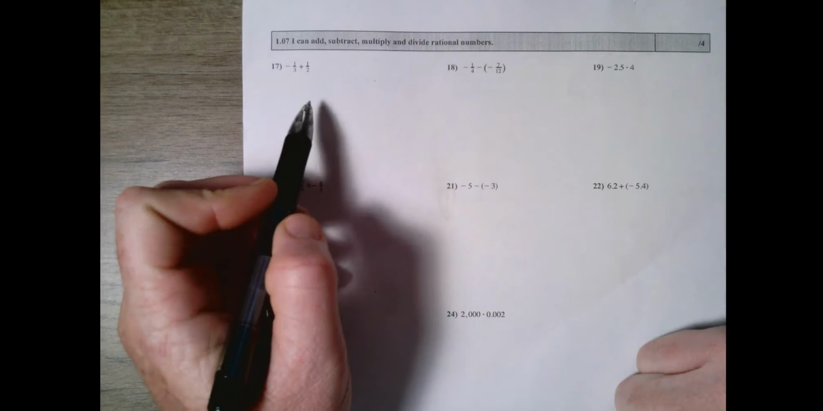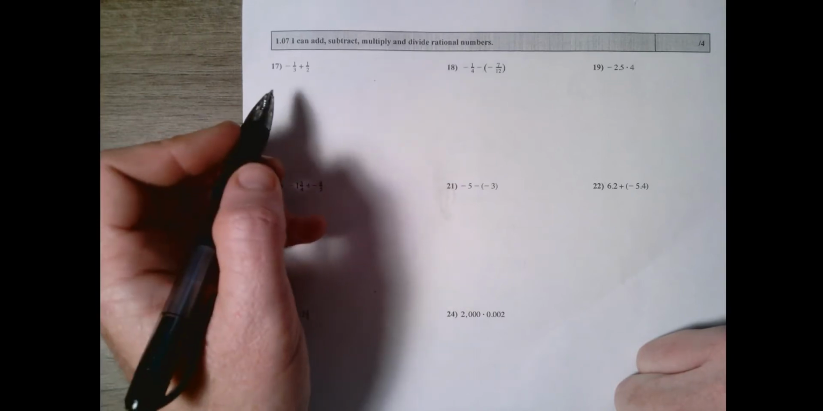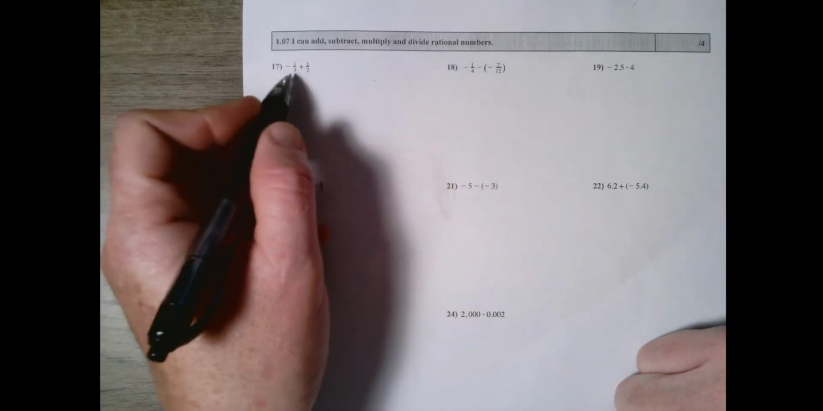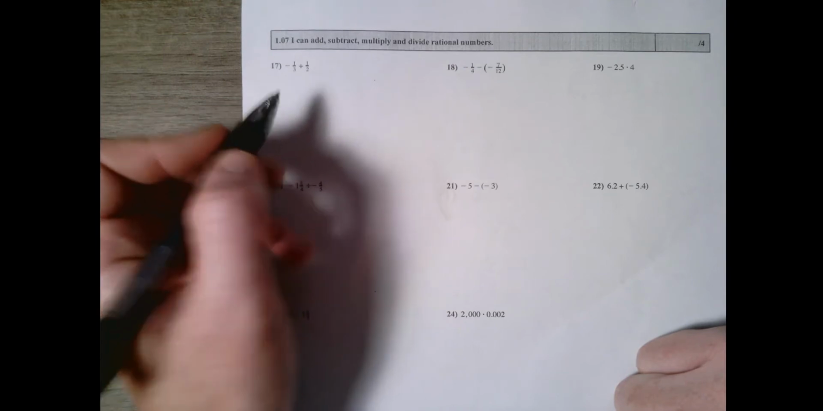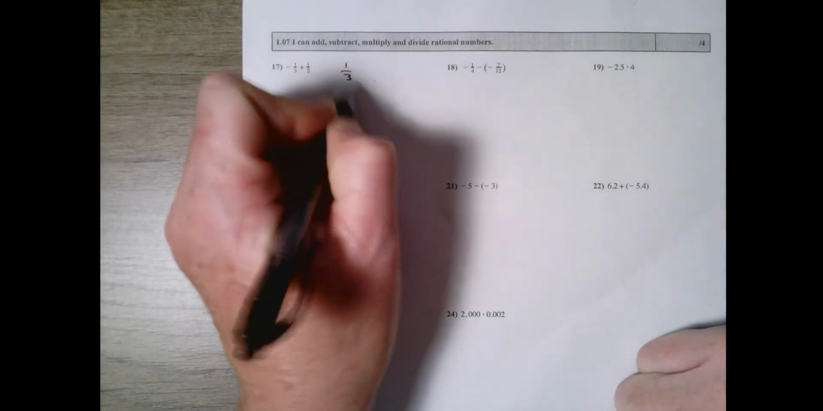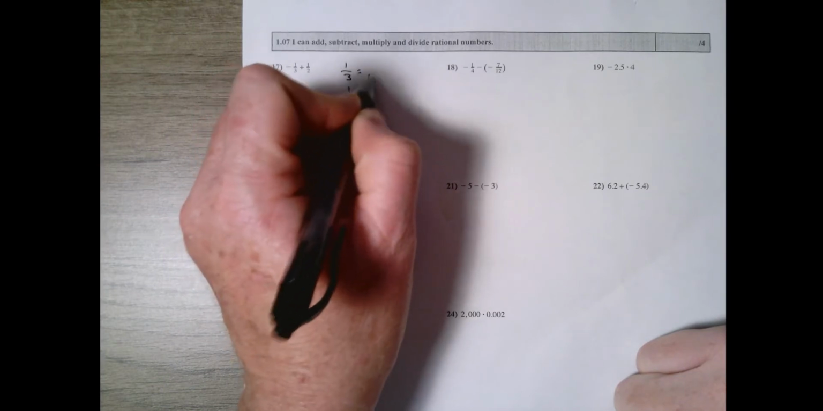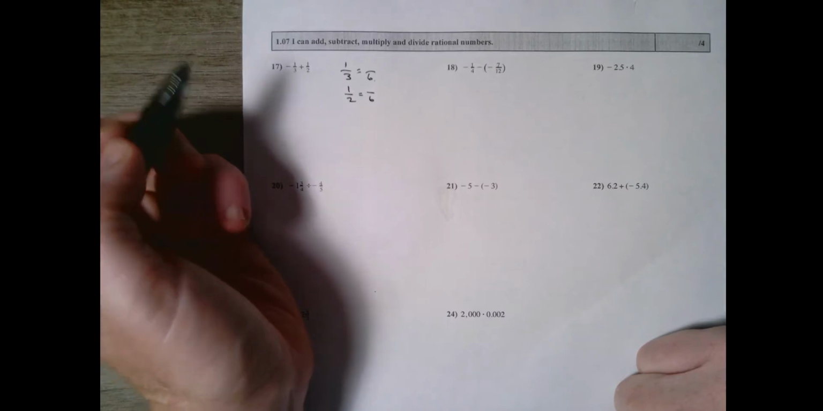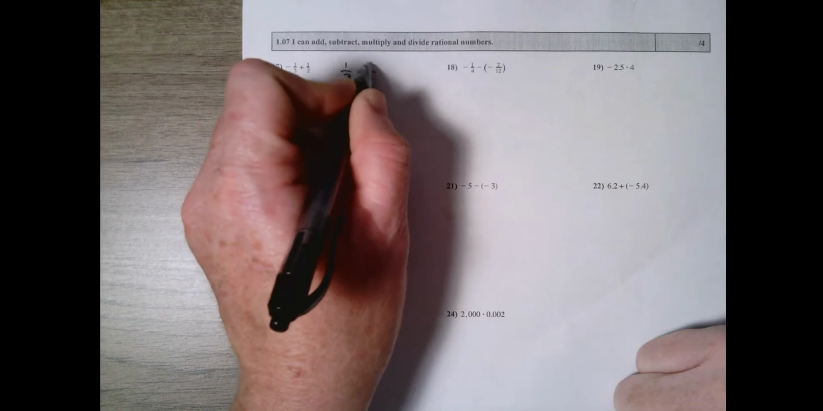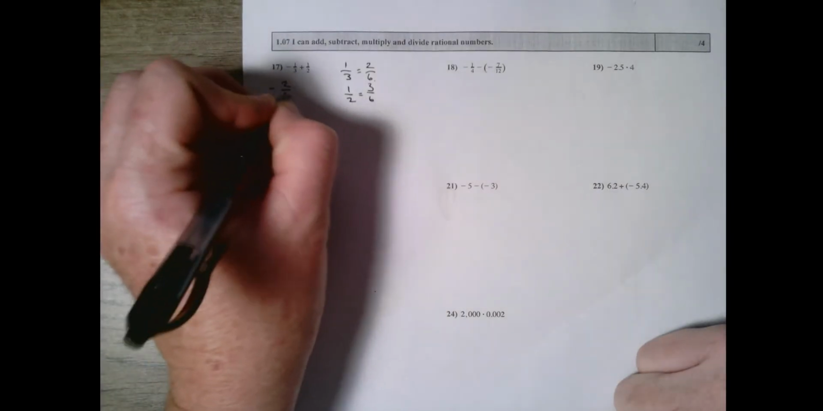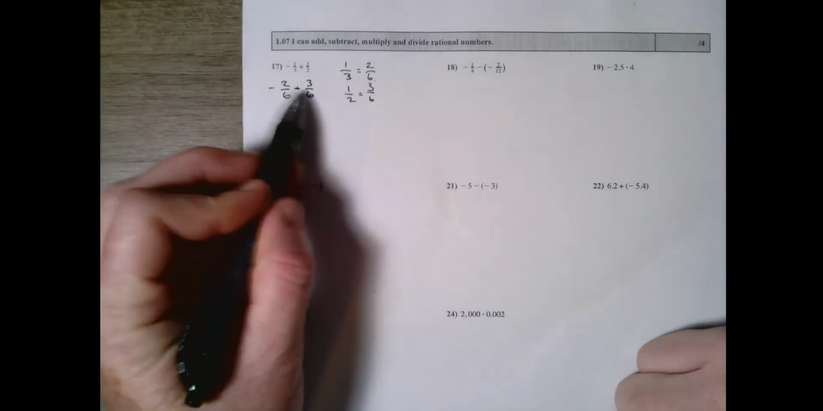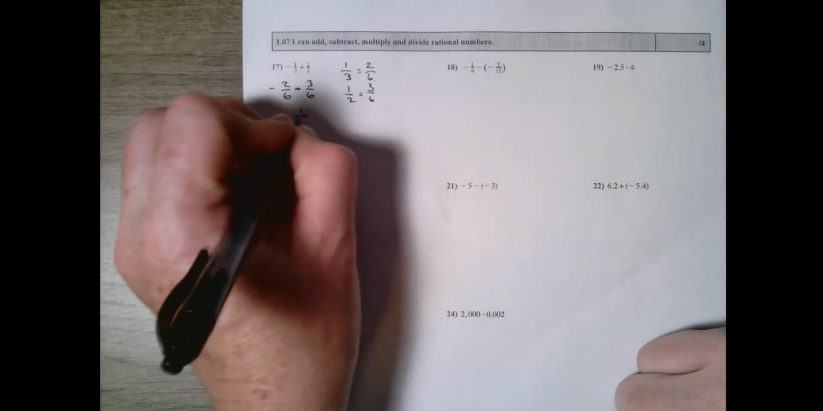Fraction addition. So we have to have a common denominator, which, if we have a third and a half, our common denominator is going to be 6. Our least common multiple is 6, so this is going to be times 3. So this is 3 times 2, so this is 2/6. So I've got a negative 2/6 plus 3/6. Well, if I have a negative 2 and a positive 3, I end up with a positive 1/6.